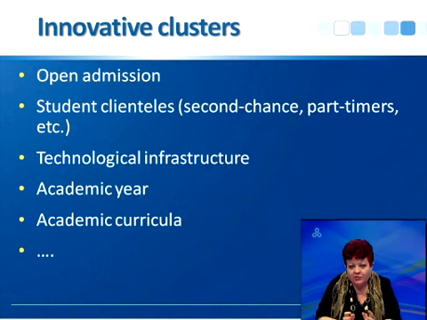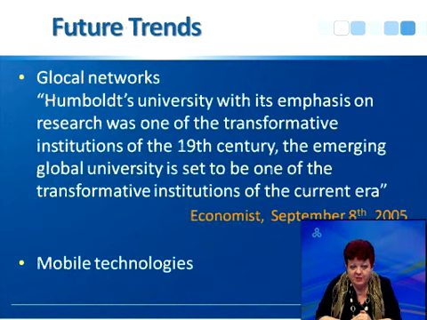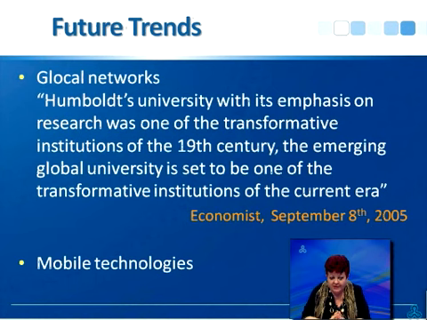And I would like to finish my lecture with pointing out a few future trends. As I said about the global or local networks, I have to put my eyeglasses on in order to read it. The Economist in 2005 devoted a whole issue to the future of higher education, not just distance education, higher education at large. And it stated that Humboldt University, with its emphasis on research, was one of the transformative institutions of the 19th century. The emerging global university is set to be one of the transformative institutes of the current era.